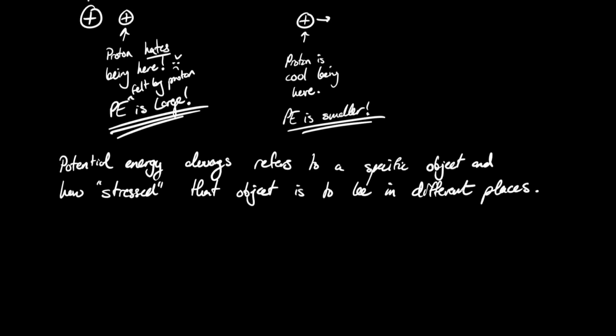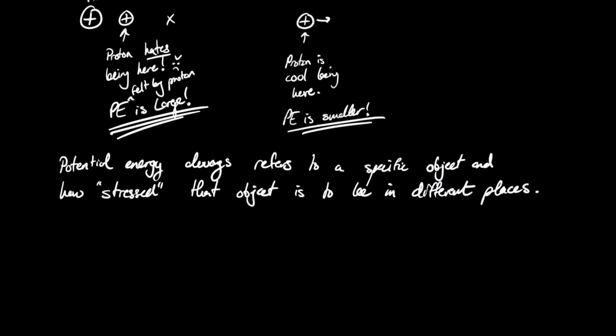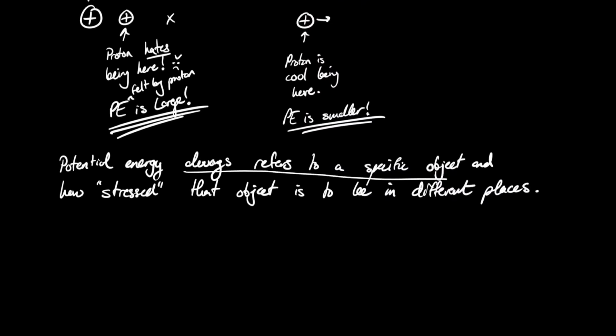Okay, so it doesn't make sense to ask what is the potential energy here unless I tell you what's the potential energy of a positive charge placed here. You can't ask about the potential energy at a random point in space. You can only ask what is the potential energy felt by this object at this point in space, okay? So I'm just going to underline this. It always refers to a specific object and how stressed that specific object is to be in different places.